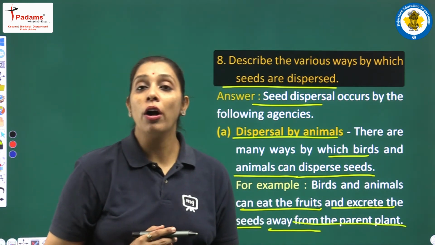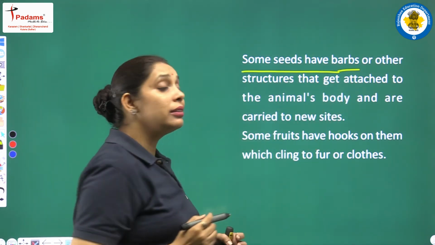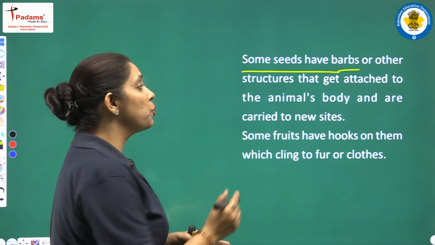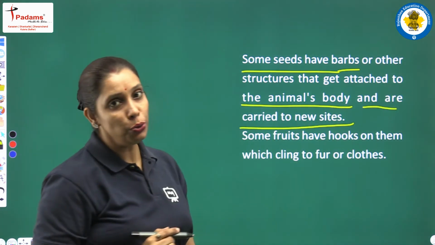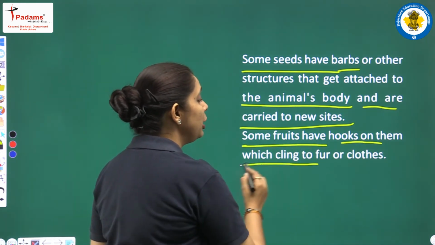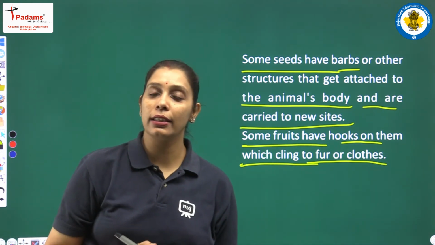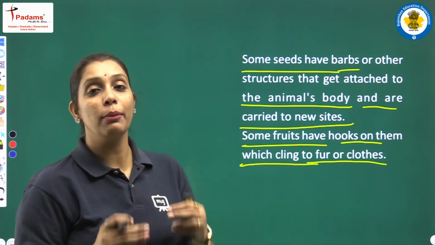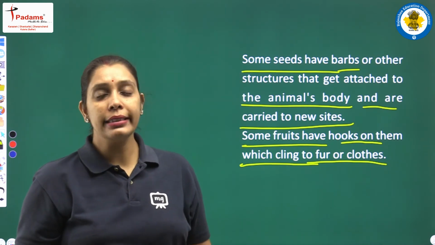Yes. और क्या होता है? Some seeds have barbs or other structures that get attached to the animal's body and are carried to new sites. Some fruits have hooks on them which cling to the fur or clothes. हमारे भी कई बार कांटे लगते हैं जब हम जंगल में से निकल के जाते हैं. हमारे कपड़ों पे छोटे छोटे कांटे लगे हुए होते हैं. What are they? They are seeds basically.